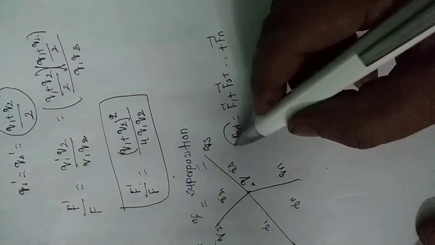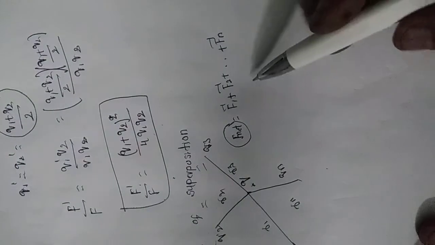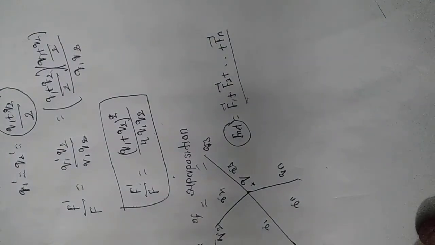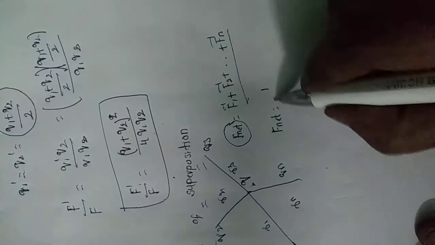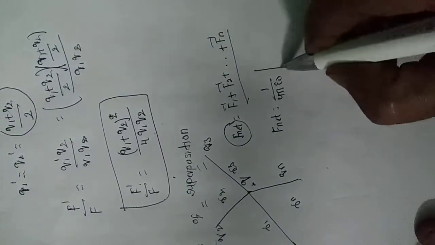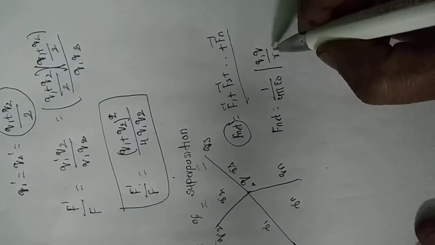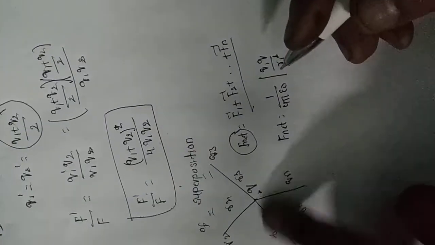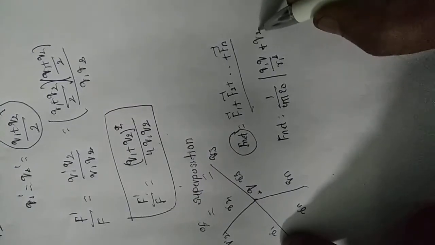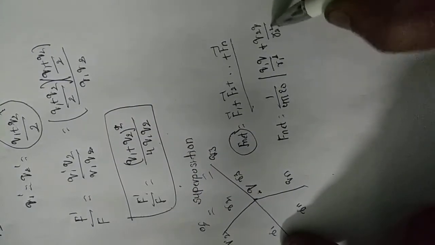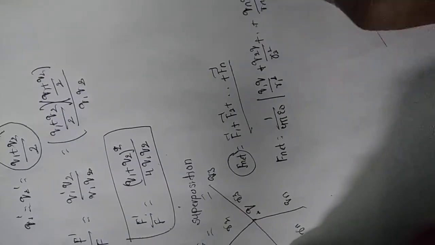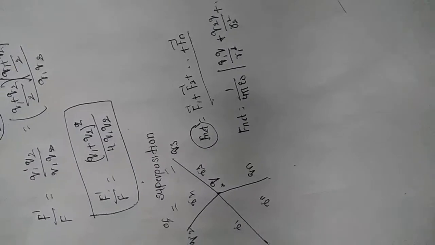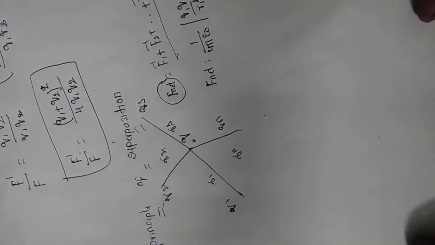Means the net force acting on a charge due to multiple charges is the vector sum of all the forces acting on it. So F net is equal to 1 by 4 pi epsilon naught Q1 into Q by R1 square, right, plus Q2 into Q by R2 square plus and so on, Qn into Q by Rn square. So this is the basic formula we have learnt in the theory. Now how it will come from a practical point of view, let's see.